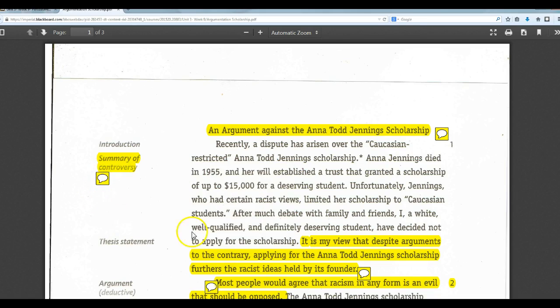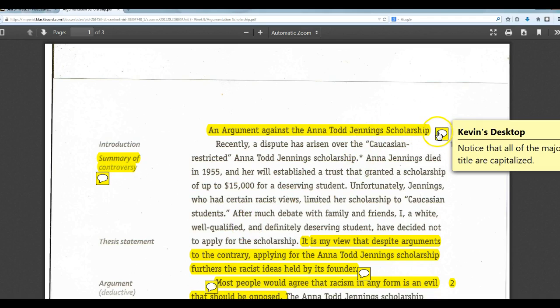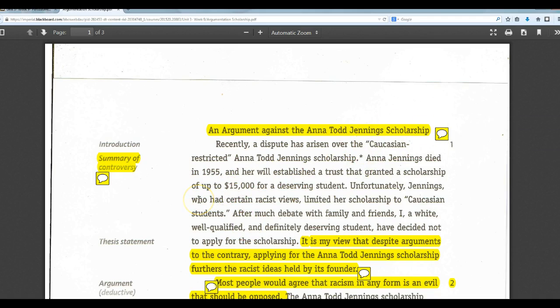I know that some learners learn better by reading, and other learners learn better by hearing. So I've decided to go ahead and make this both. You can read it on your own, or you can watch the video in order to listen as you go through it. The first thing I want you to notice is the title. Notice that all of the major words are capitalized.